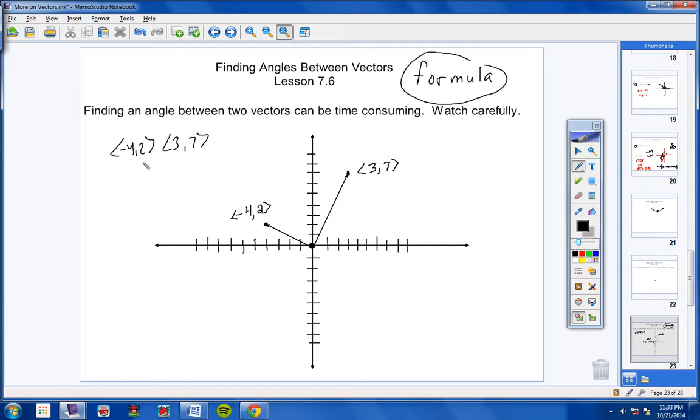Now, if I asked you to find the angle between these two vectors here, you would first of all have to graph it like this. Then next, you would have to draw a triangle here and find this angle here using tangent. Then you would have to draw a triangle here and use tangent to find the angle in here. Call it theta subscript 1.